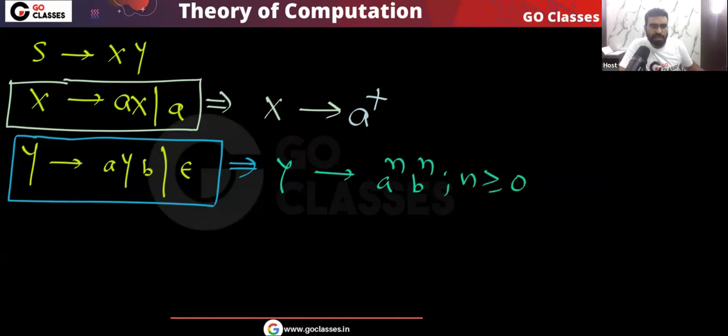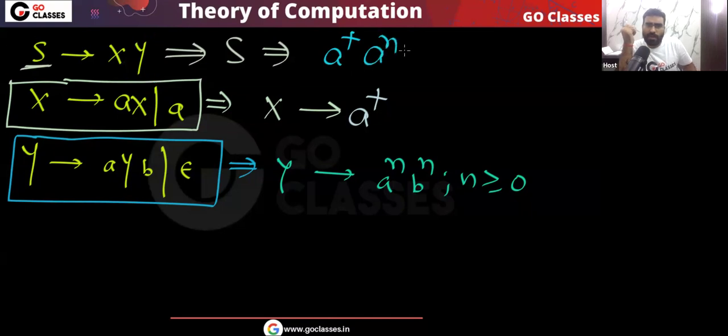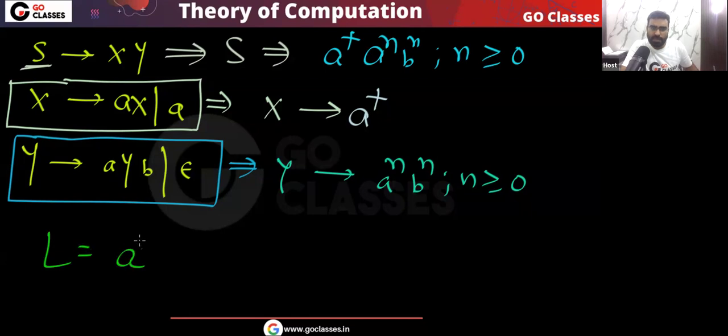Okay. So tell me what S will give you? Because S is the start variable, what it generates is your language. S will give you X, and X is already A plus. Then Y. What is Y? Y is A power n, B power n, where n is greater than or equal to 0. So tell me, what is the language finally? The final language will be A plus, A power n, B power n, where n is greater than or equal to 0.